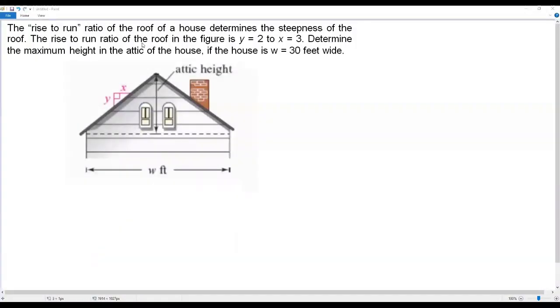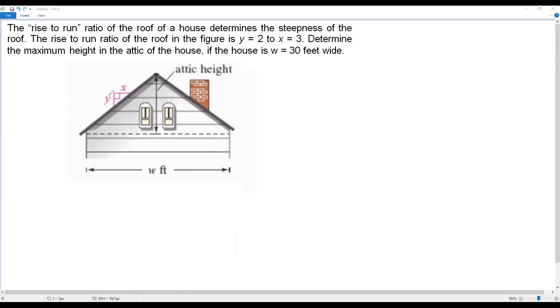Here we have a pre-calculus problem. Okay, let's go with the information. The rise to run ratio of the roof of a house determines the steepness of the roof. The rise to run ratio of the roof in the figure is y equals 2 to x equals 3. Determine the maximum height in the attic of the house if the house is w equals 30 feet wide.